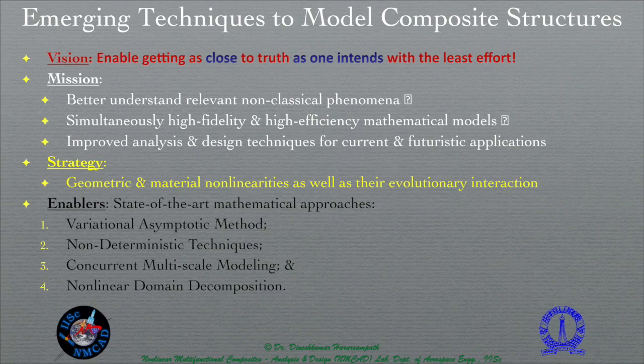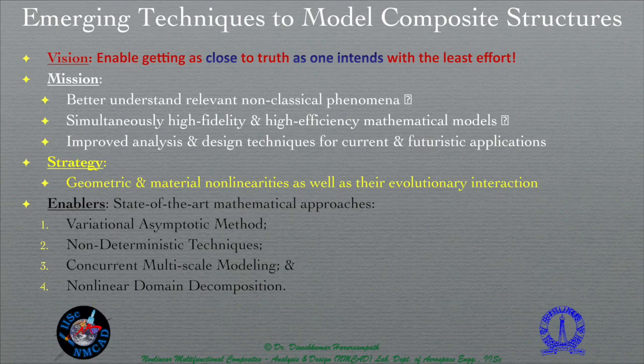So now, if you want such a lofty vision, such a great mission, such an immense strategy, obviously you should have some enablers to do that. Otherwise, it's all great intentions, no capabilities, and a failure. So there, the state of the art that Ajay has in his tagline comes into picture. You have to have state-of-the-art mathematical approaches, because modeling is all about mathematics, taking the physics and using mathematics to come as close to it as possible. So you need state-of-the-art mathematical approaches. One we have already discussed briefly or pointed out, the variational asymptotic method. We'll talk about a little more detail later.